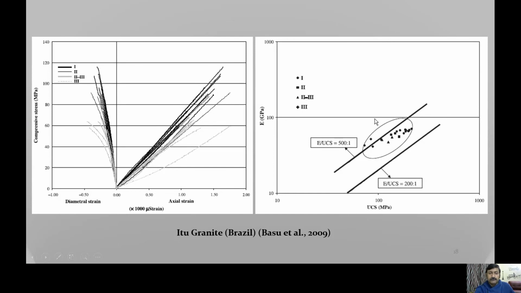And then when modulus ratio was plotted with reference to UCS, we got the distribution of this modulus ratio with reference to these two lines. It is pretty close to the boundary line which is indicated by 500 to 1. So that is the distribution of the data in terms of modulus ratio as far as the E2 granite is concerned.